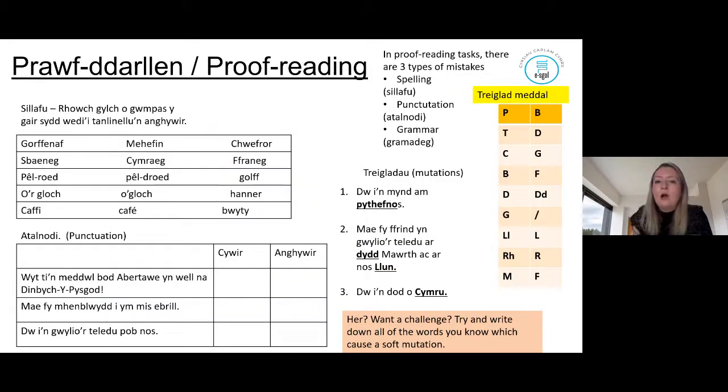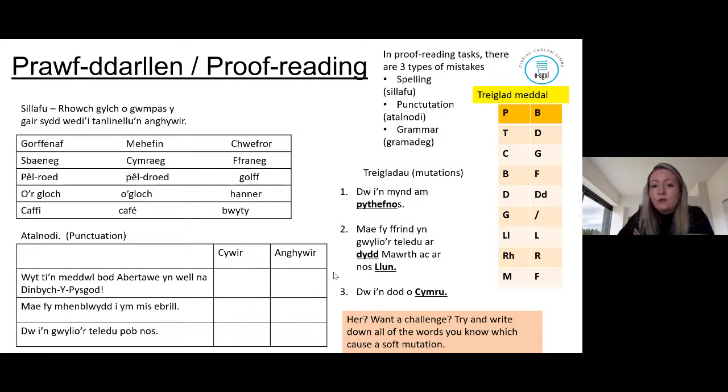So what I'd like you to do now, we've got a couple of different tasks for you to complete here, okay? So I've got a sillafu, an atalnodi, and a treigliadau question. So we're going to look at the sillafu first, and it says, rowch gylch o gwmpas y gair sydd wedi eu tanlinellu'n anghywir. Okay, so put a circle, but obviously you're going to write yours down. So put a circle around the word which has been spelt incorrectly. So this is good practice for you to realise what words you're confident with the spelling of and what words you need to look after.